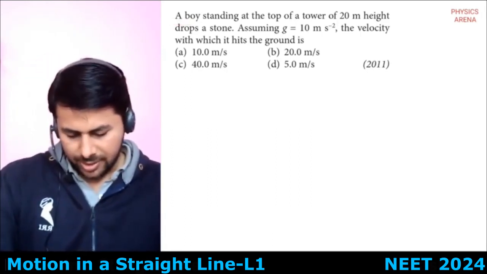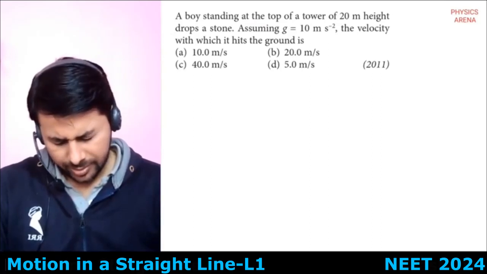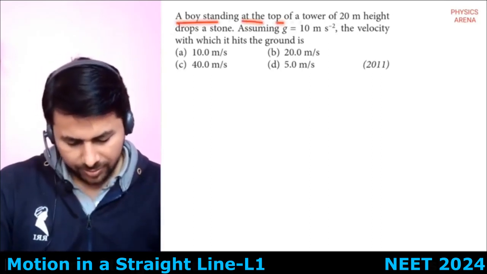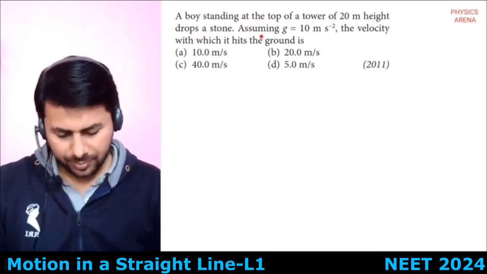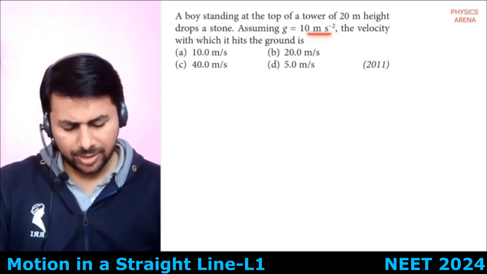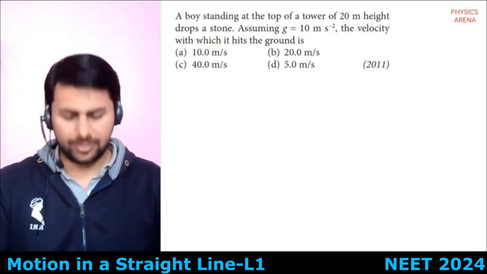So next question. A boy standing at the top of a tower of 20-meter height drops a stone. Assuming g equals 10 meters per second square, the velocity with which it hits the ground is.